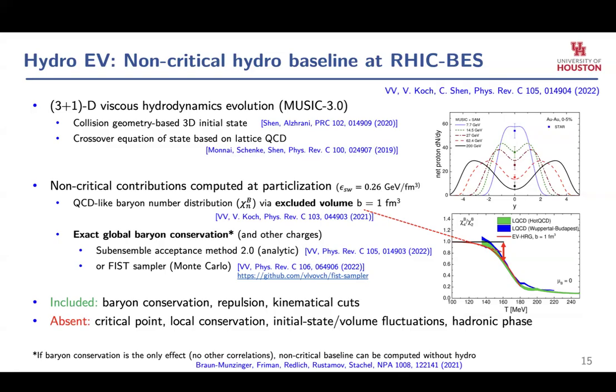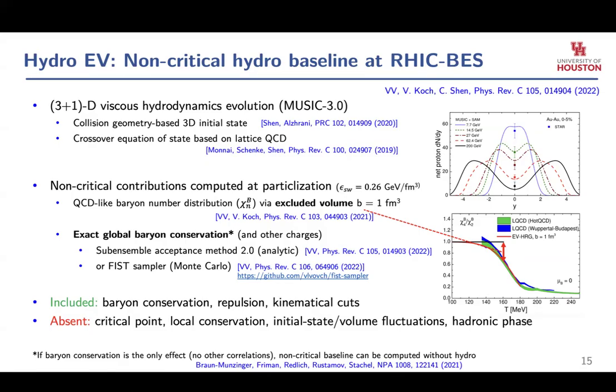And so that is one effect. The second effect is repulsion among baryons. You don't allow two baryons to overlap in space. That's what excluded volume models. And there is an additional parameter involved. To not have freedom there, we fix this parameter such that the corresponding hadron gas with excluded volume repulsion is in line with the latest QCD data at zero chemical potential. So to summarize, we included baryon conservation and repulsion.